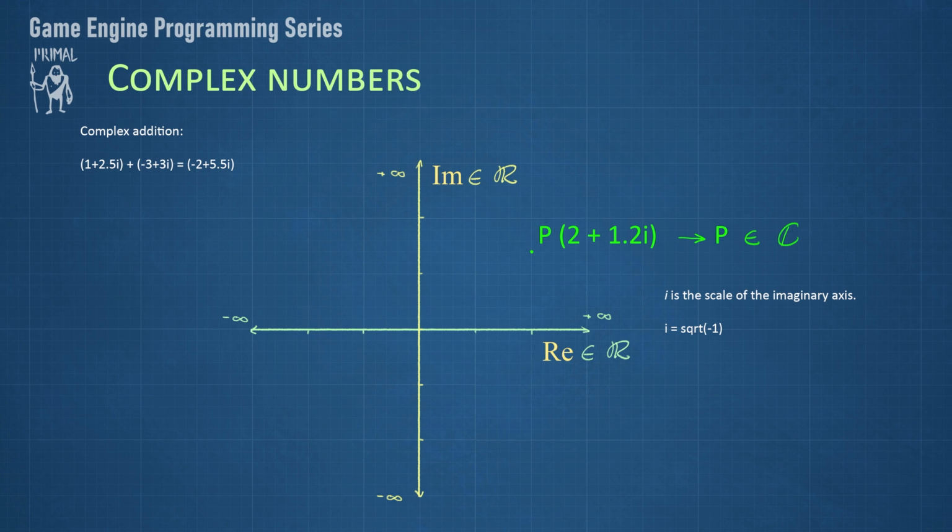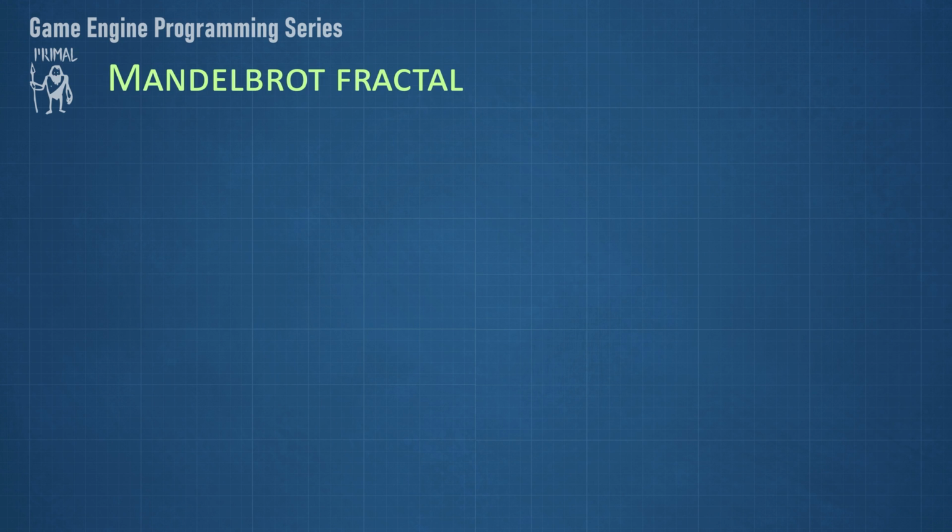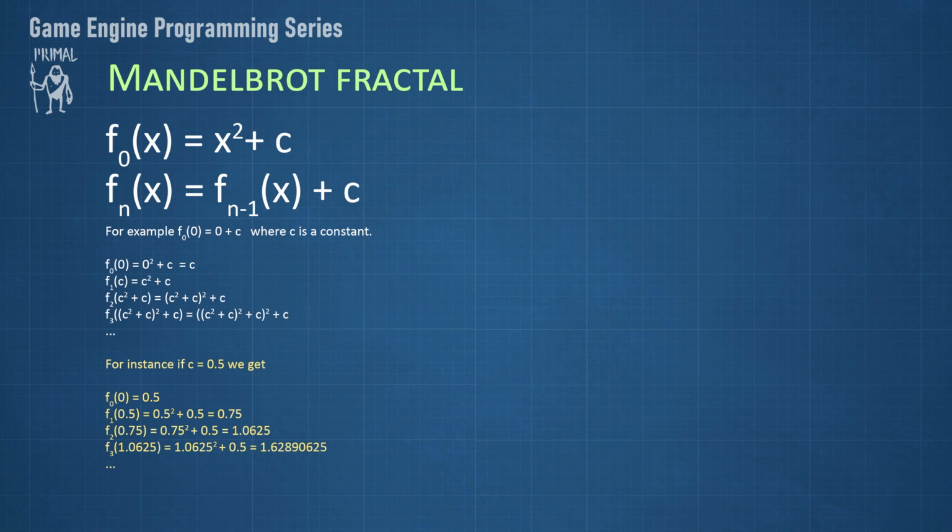We add real parts and imaginary parts separately. We can think of a complex number as a two-dimensional vector. Then addition is a component-wise vector addition. Multiplication is also exactly the same, except that whenever we multiply i by itself, we get i squared, which equals -1. And the square of a complex number can be written as follows. That's it. Now you are an expert in complex number addition and multiplication. Let's see how we can use this rather uncommon skill to draw a Mandelbrot fractal. Before using complex numbers, let's have a look at this function that's simply the square of x plus a constant.